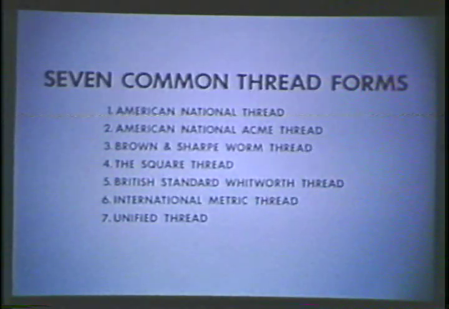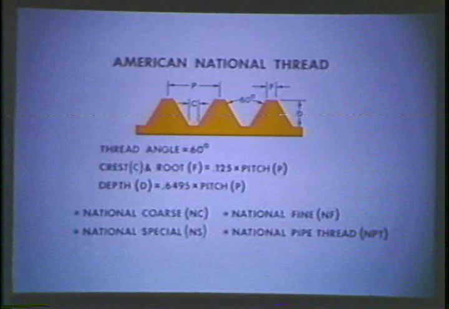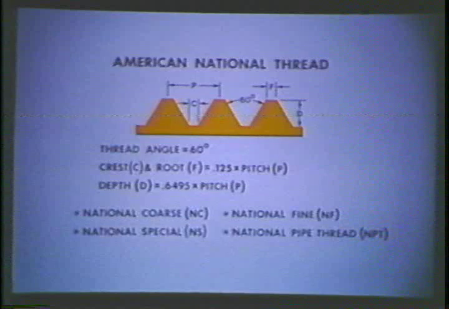It would be impractical and unnecessary to describe all of the different kinds of threads used in industry throughout the world. But there are a few of the more common ones you should know about, 7 to be exact. One of the 7 is the American National Thread. The American National Thread has 4 subheads: National Coarse, NC; National Fine, NF; National Special, NS; and National Pipe Thread, NPT.